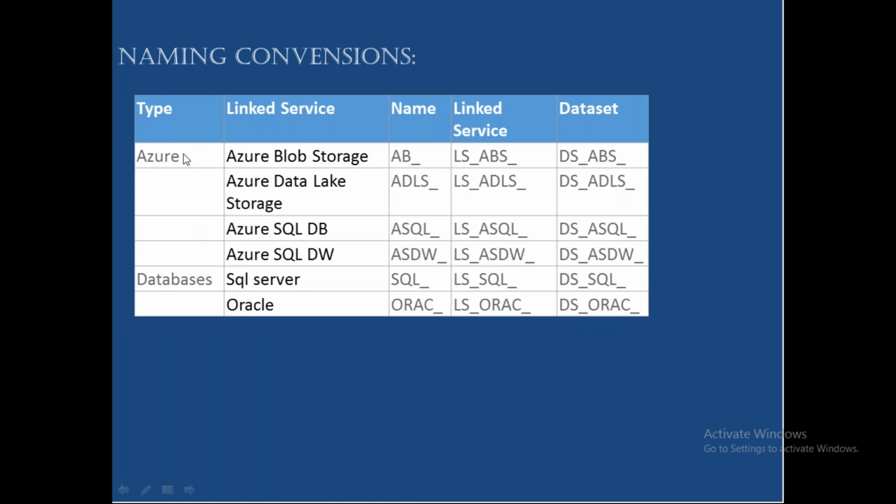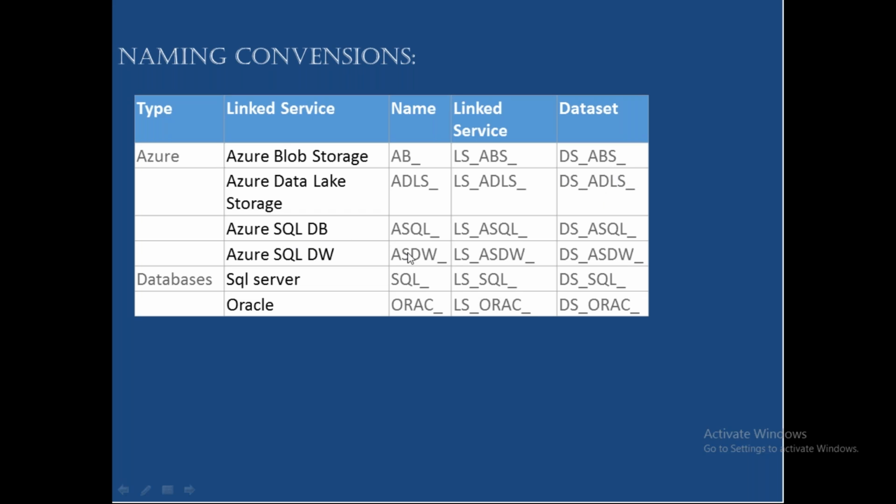naming convention. When you are creating, for example, a linked service or data set for your blob storage, you need to name it like this. Here ls is a linked service, for Azure Blob Storage ABS, and DS is a data set for Azure Blob Storage. Next, for Azure Data Lake Storage, you say ls underscore Azure Data Lake Storage and DS underscore Azure Data Lake Storage. DS is a data set, and ls is a linked service for Azure Data Lake Storage.